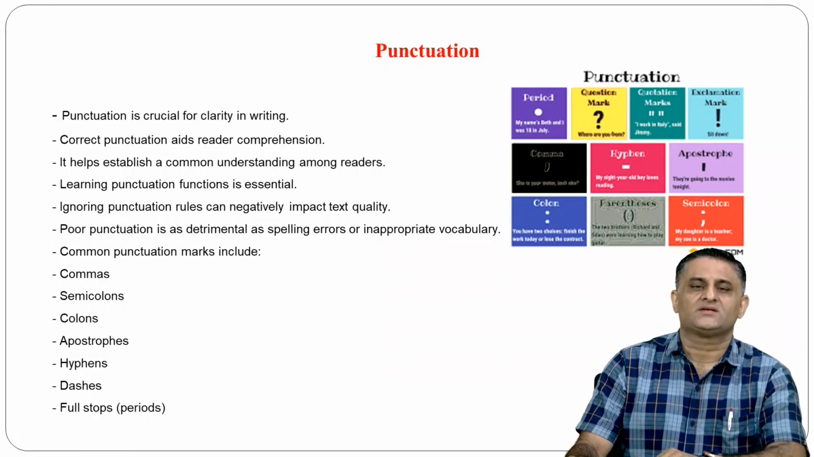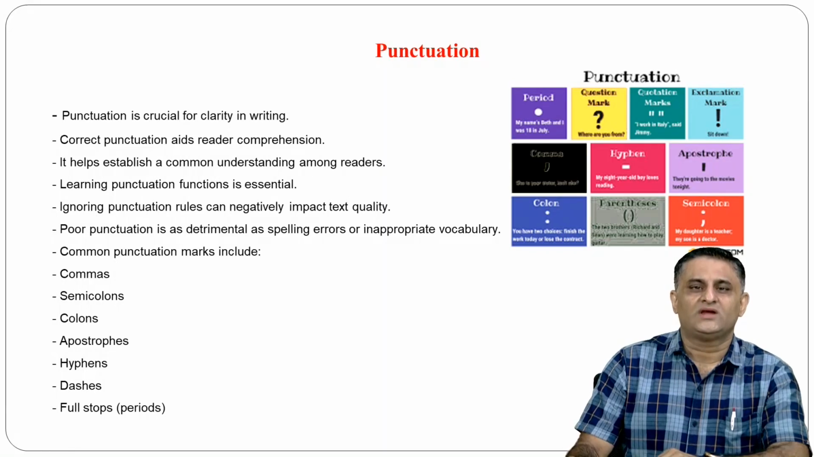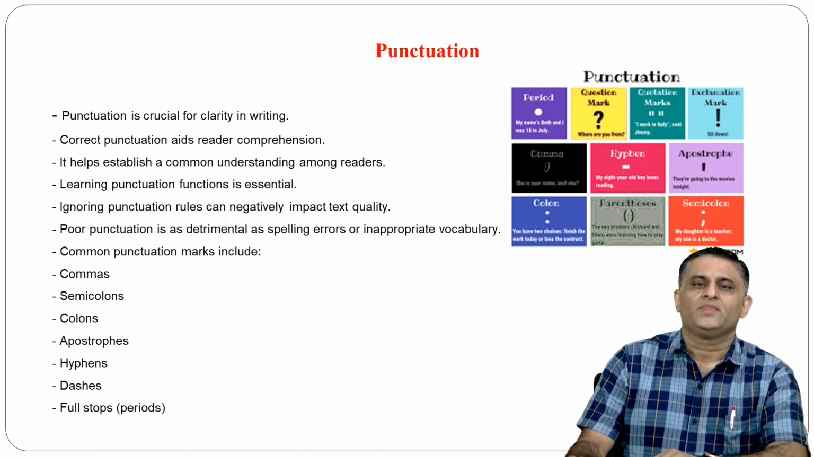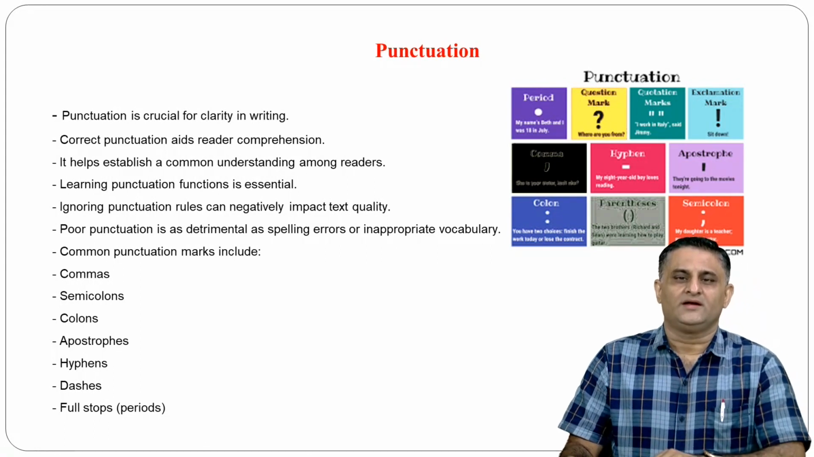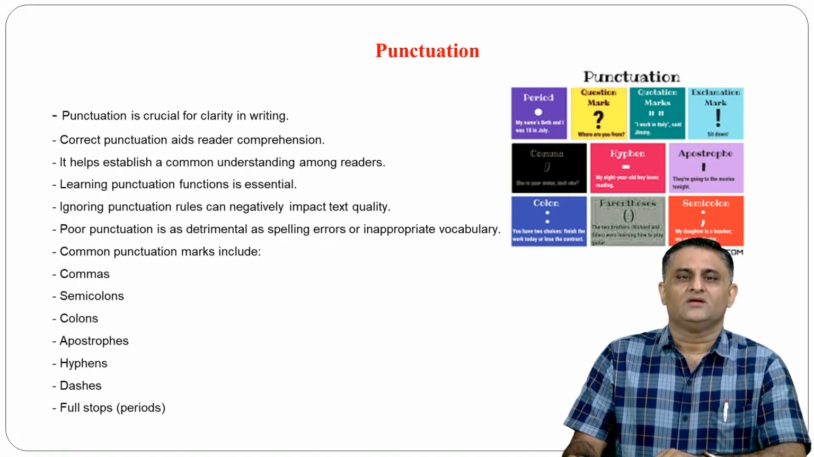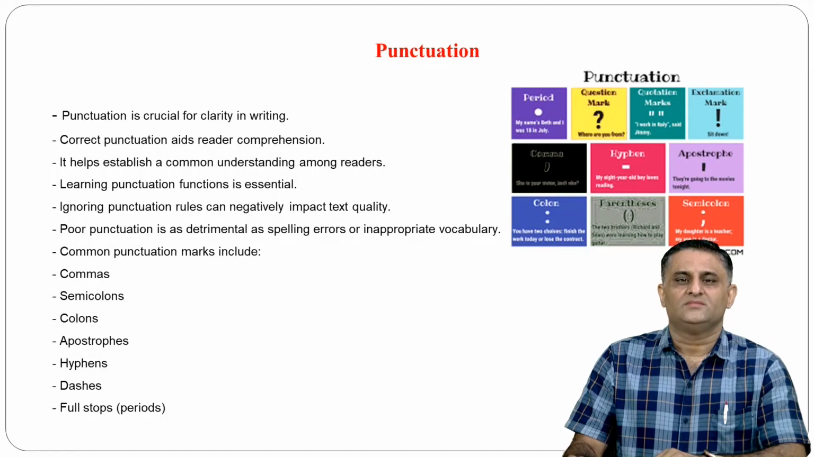Common punctuation marks include the comma, used to separate elements in a series, clauses, or to set off non-essential information. Semicolons, used to connect closely related independent clauses or separate items in a complex list. Colons, introduce a list, explanations, or elaborate on the preceding statement. Apostrophes indicate possession or form contractions.